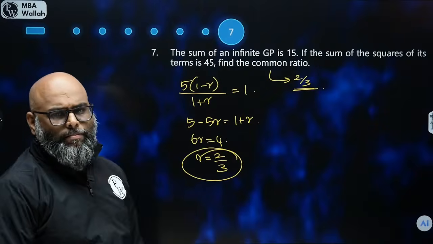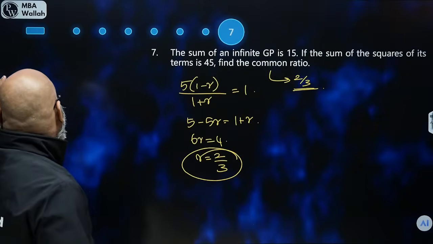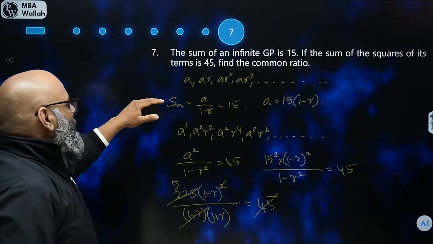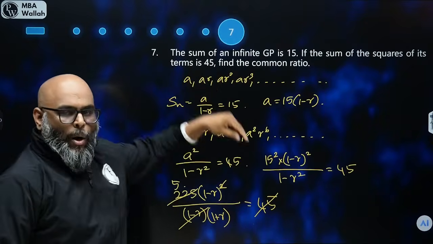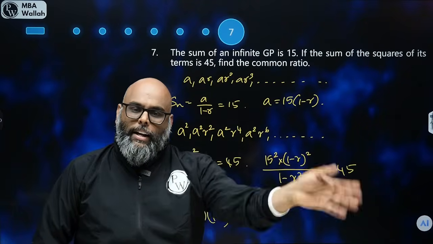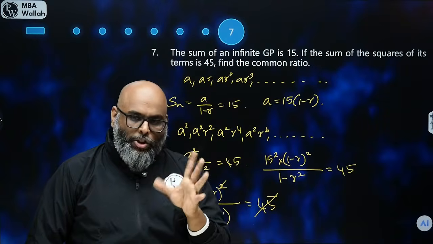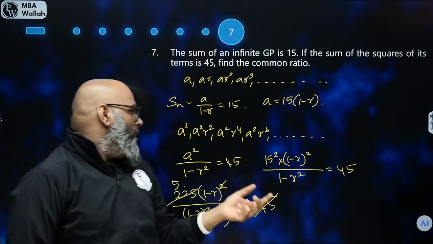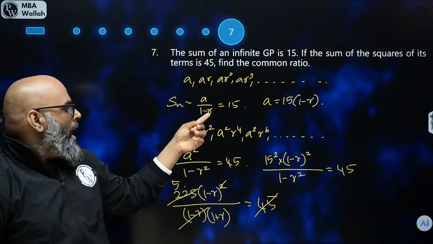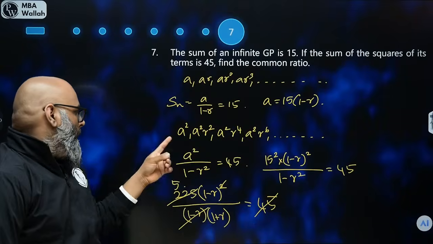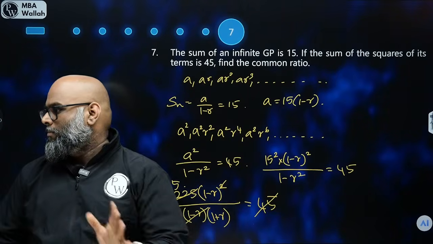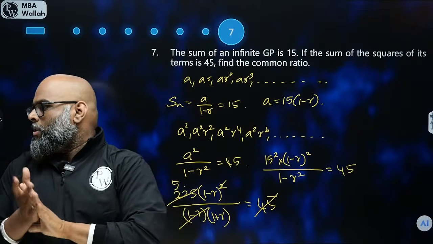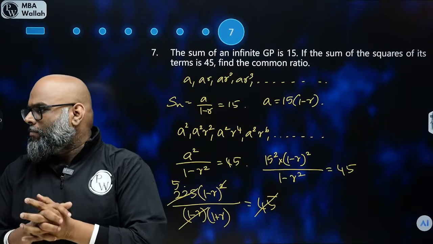That's all. It's a matter of understanding. If this is an infinitely decreasing GP, squaring every term will also result in an infinitely decreasing GP only. Squaring doesn't change the pattern of the GP. Here A will be A, R will be R. Here A will be A square, R will be R square. That's all. Simple idea to work with.